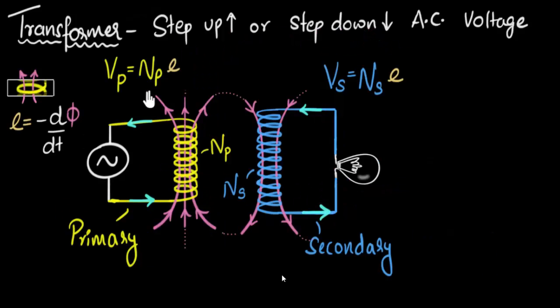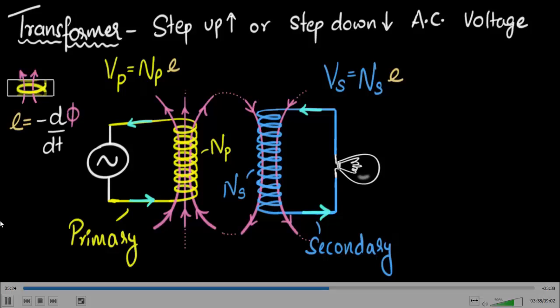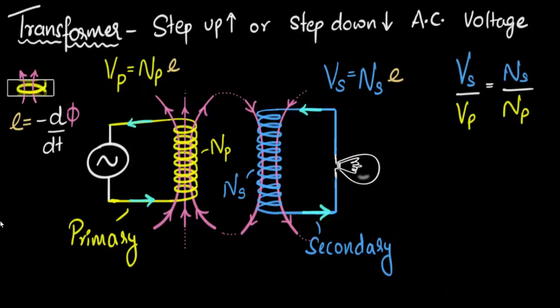The EMFs in the secondary and primary are not the same. If I divide them, we'll get the relationship between them. We get Vs divided by Vp equals Ns divided by Np.